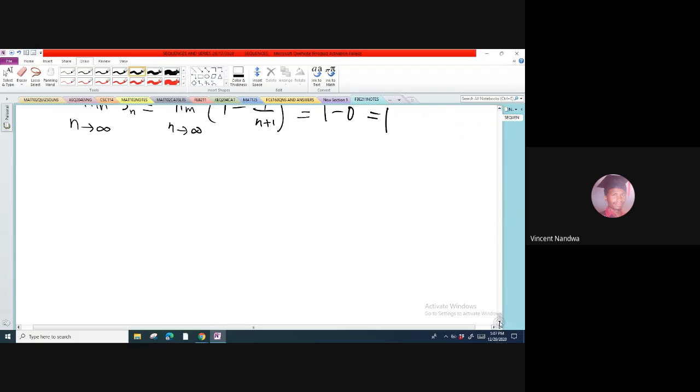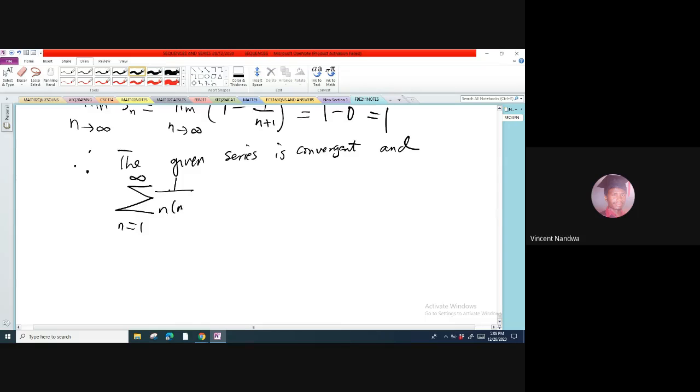So therefore, the given series is convergent and its sum is 1. So that's what we have. Next example.